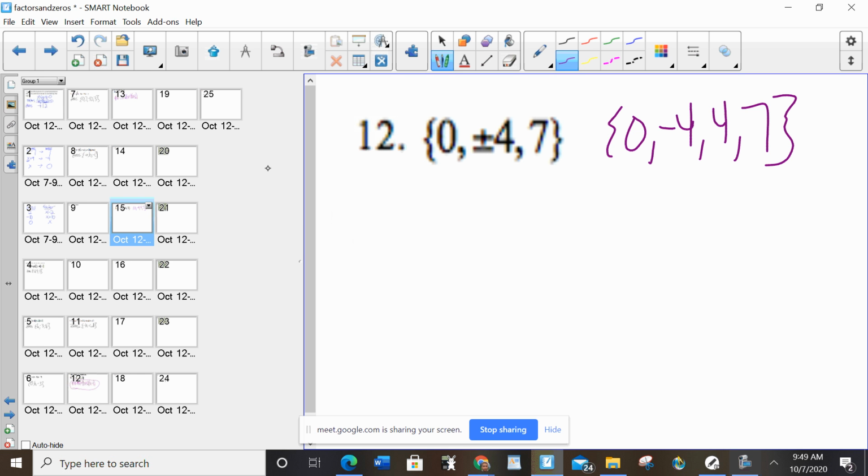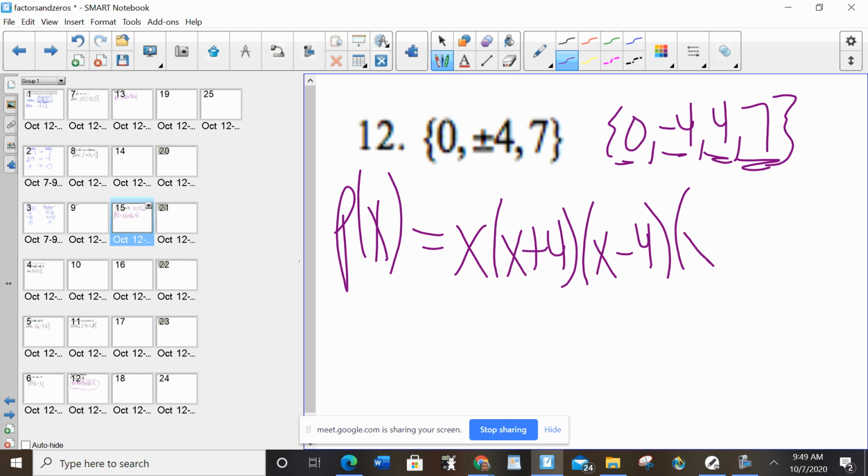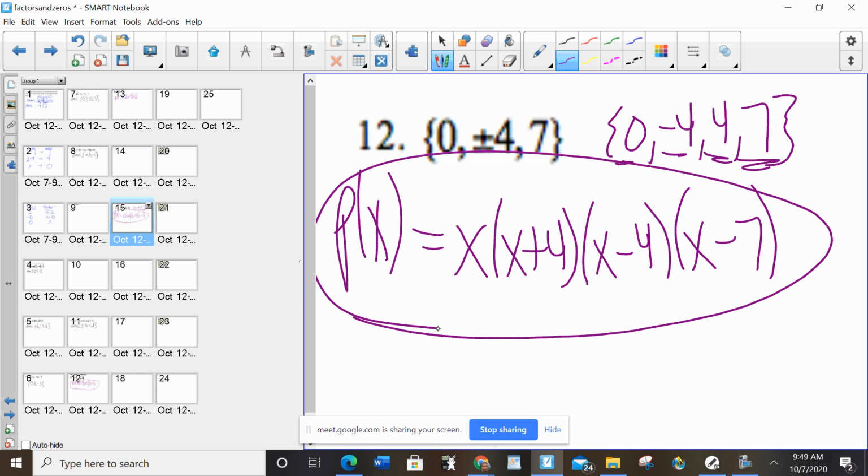Okay, p of x equals, if there's a 0 of 0, that means there's a factor of x. If there's a 0 of negative 4, that means there's a factor of x plus 4. A 0 of 4 gives me a factor of x minus 4. And a 0 of 7 gives me x minus 7. And that's it.